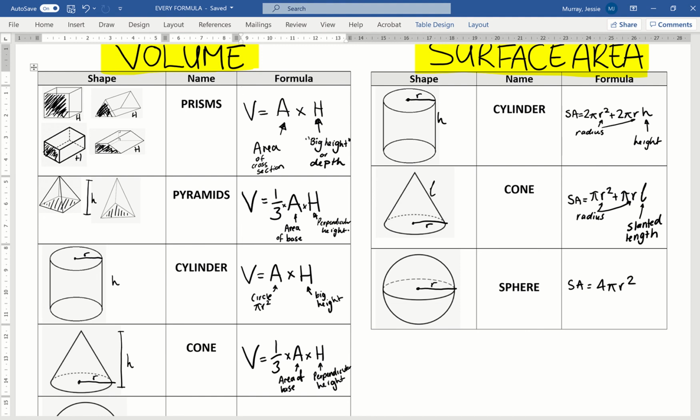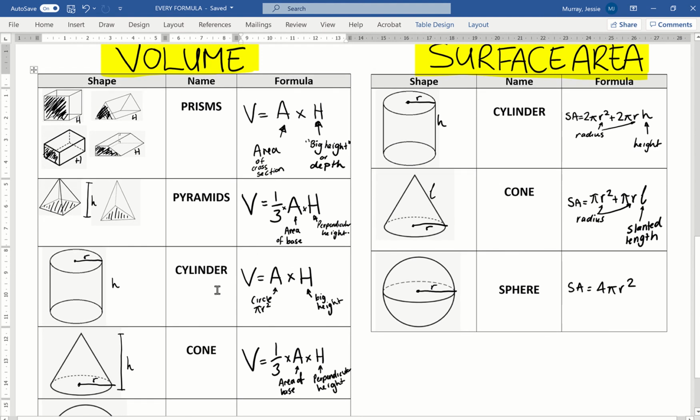Pyramid, then, you just need to remember it's a third area times height. And I just remember it because it's dividing it up into 3. And pyramids involve triangles. And what do triangles have? 3 sides. That might be a long stretch, but that's just how I remember.